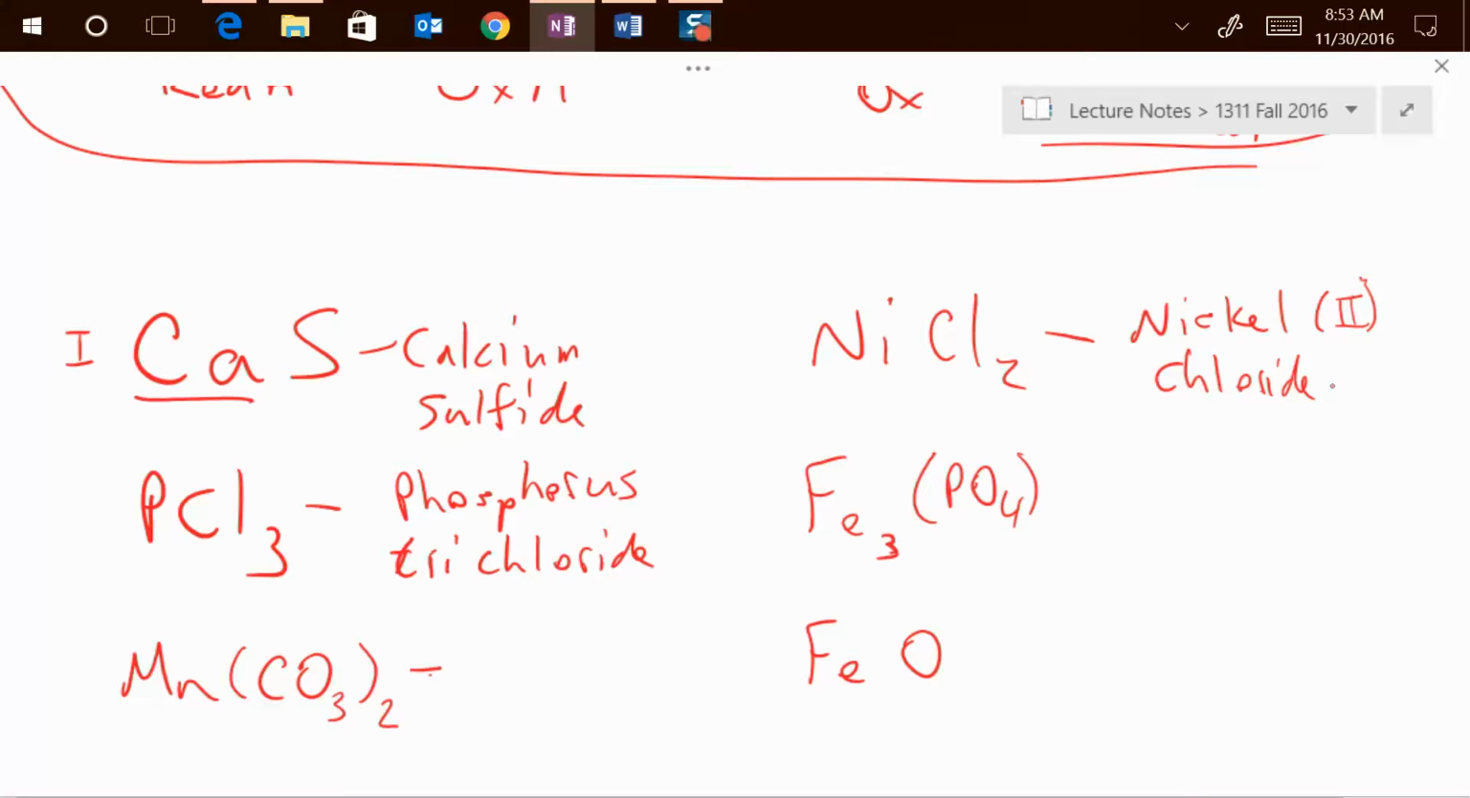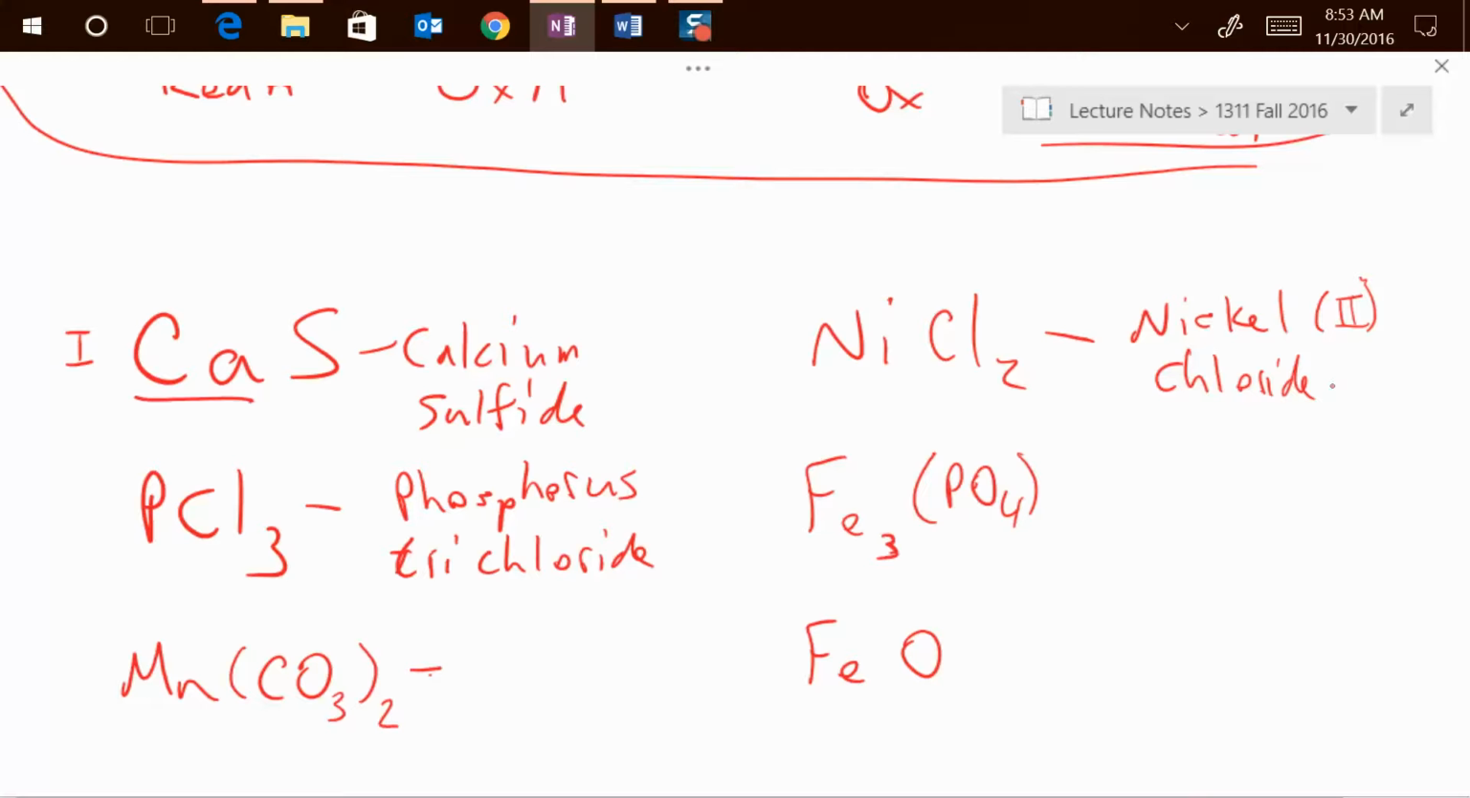Okay? Al is 3 plus, so we don't have to say it for that one either. But anything after the first two columns except for Al and those three, you have to state the charge of the metal. Yes?